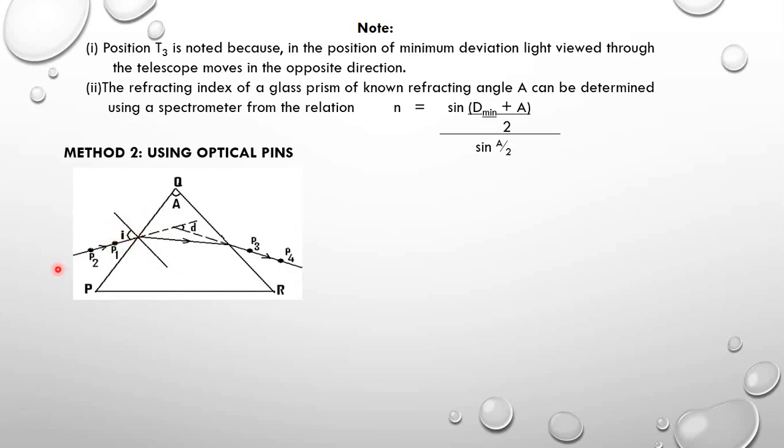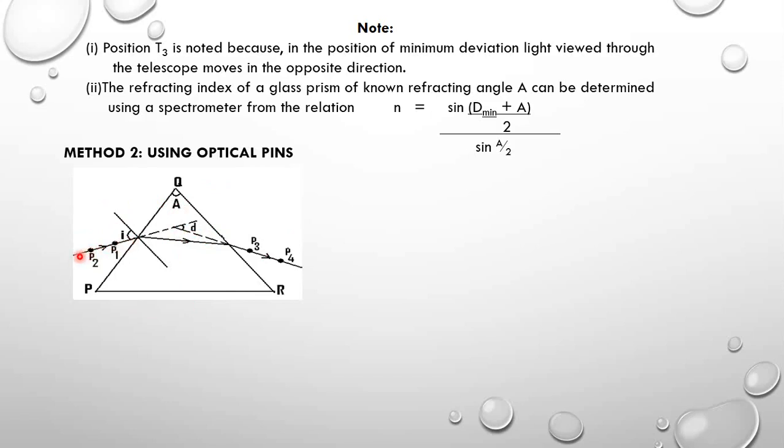and after that we shall draw a line through that angle, and that line will be making an angle of I with the normal. Then we shall place pins P1 and P2 on that line we have drawn, and then we shall replace our prism and observe through this side QR and place pins P3 and P4 such that they appear to be in line with the images of P1 and P2.